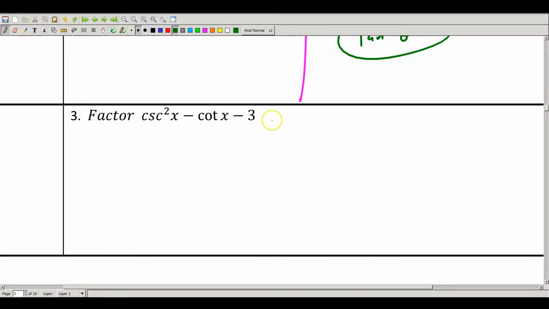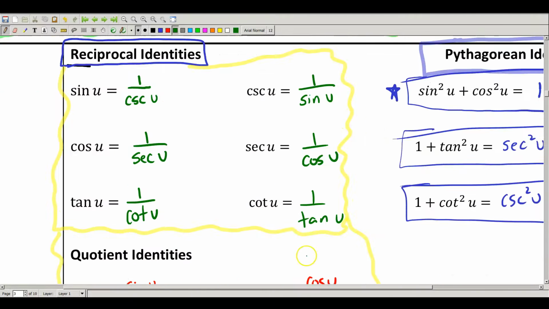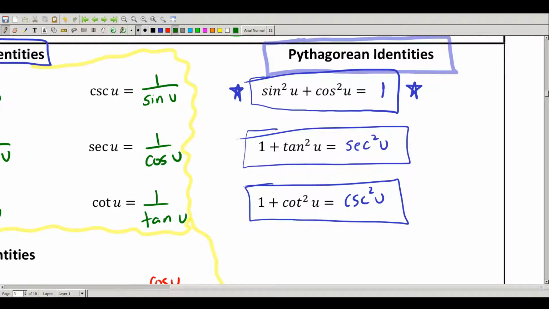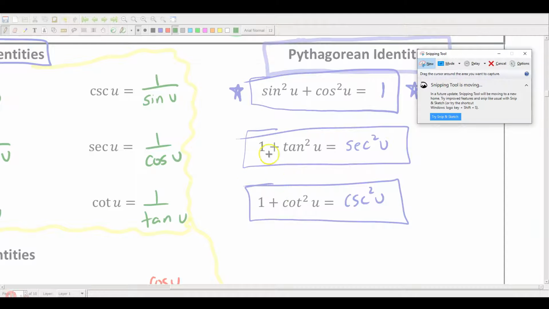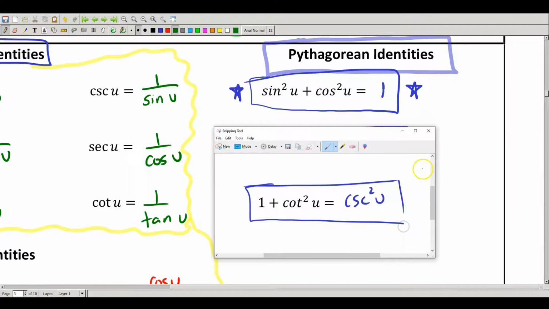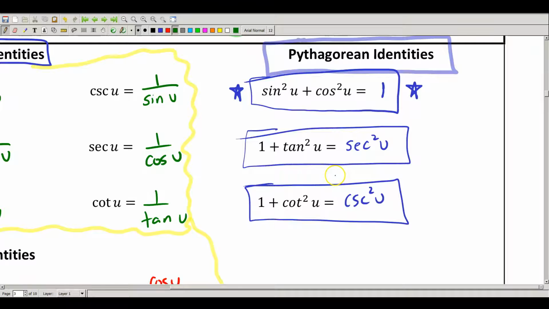So the first thing we're going to do is substitute in. We're going to use a trig identity to write cosecant squared x in terms of cotangent. So if we look at our trig identities, right here is the one that we're going to use. 1 plus cotangent squared equals cosecant squared.